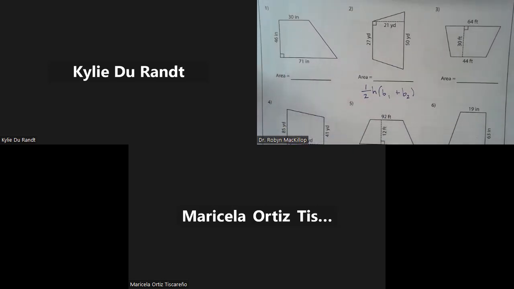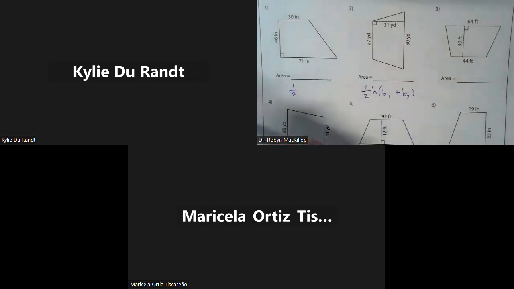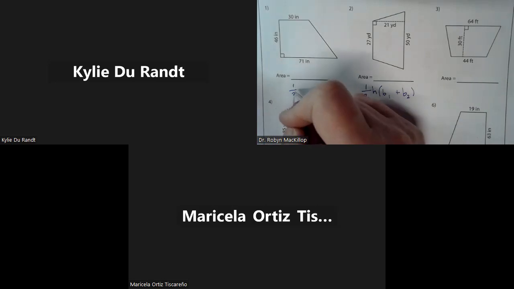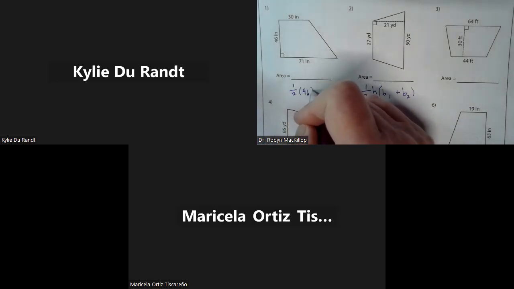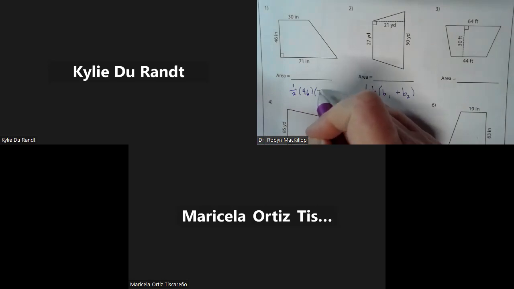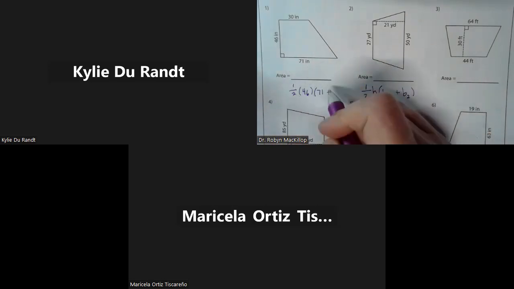So let's try this one. We're going to set it up as 1/2. That's just part of the formula. Then we're going to multiply the height, which is this 46. So 1/2 times 46 times base 1, 71, plus base 2, the other parallel line, is 30.